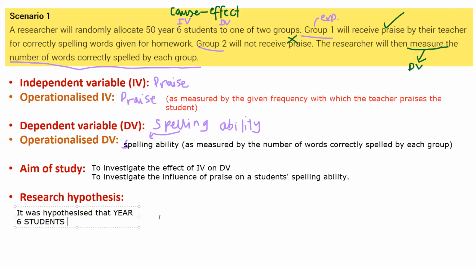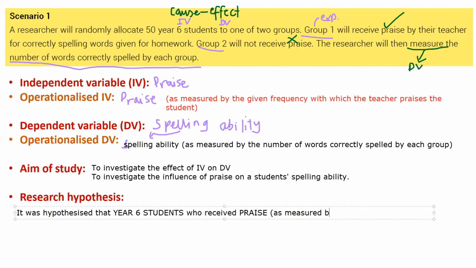What are they exposed to? What kind of IV are they exposed to? So year 6 students who received praise, that's our simple IV. And we can just operationalize that as measured by how frequently they were praised. Again, there's no clear number given in the scenario, so we just have to make it up. Then we talk about what's going to happen to them, who received praise. And remember, we always need to quantify.